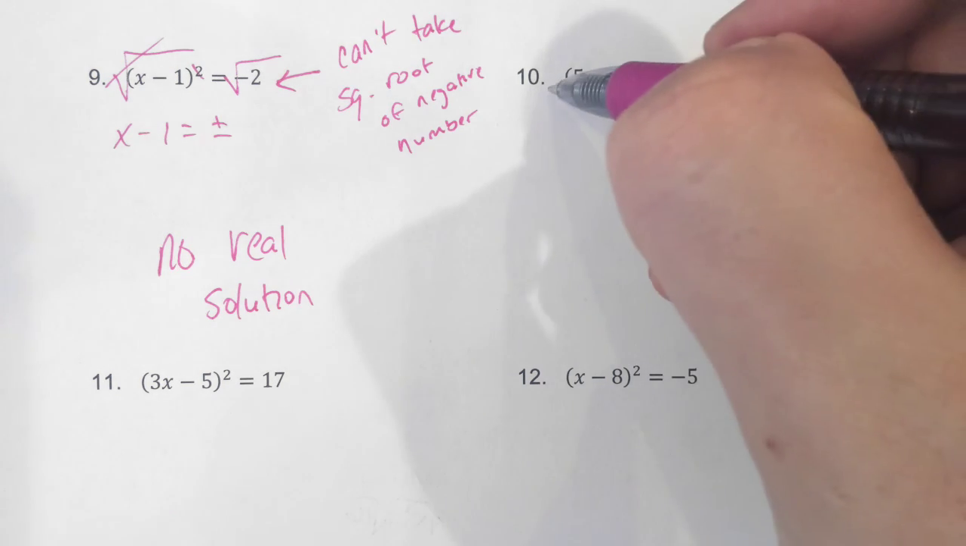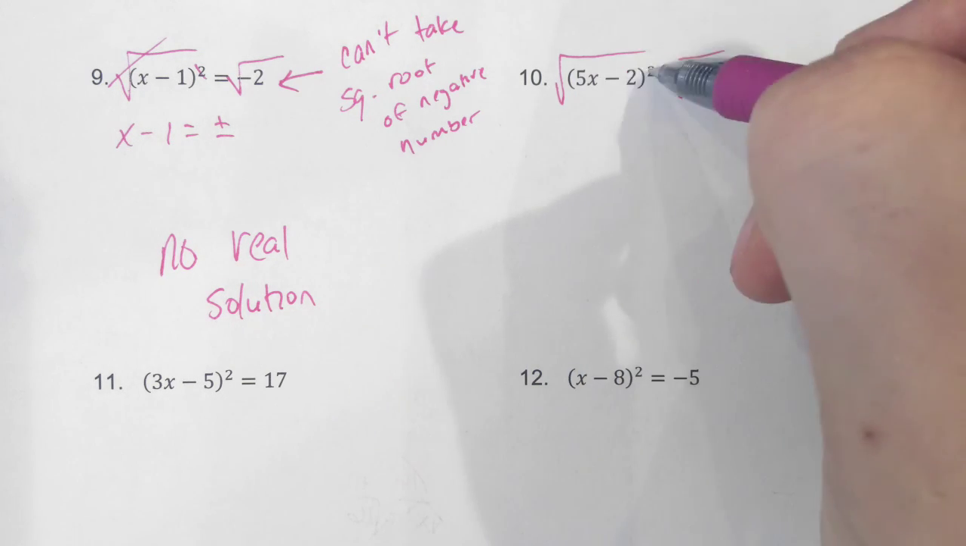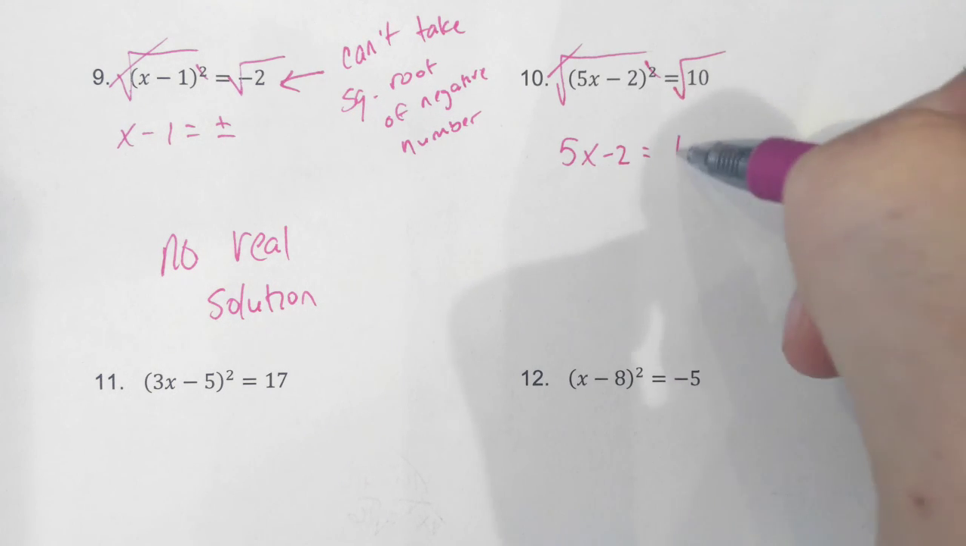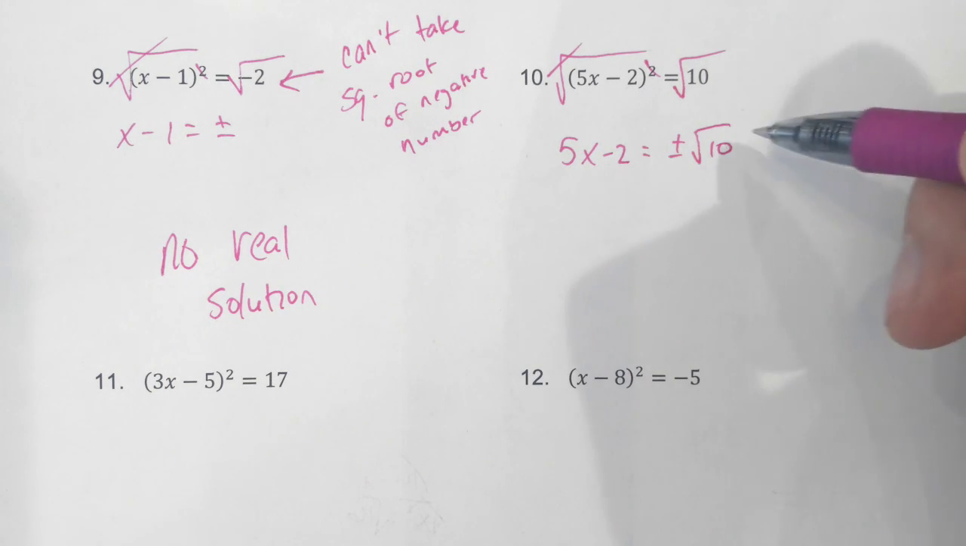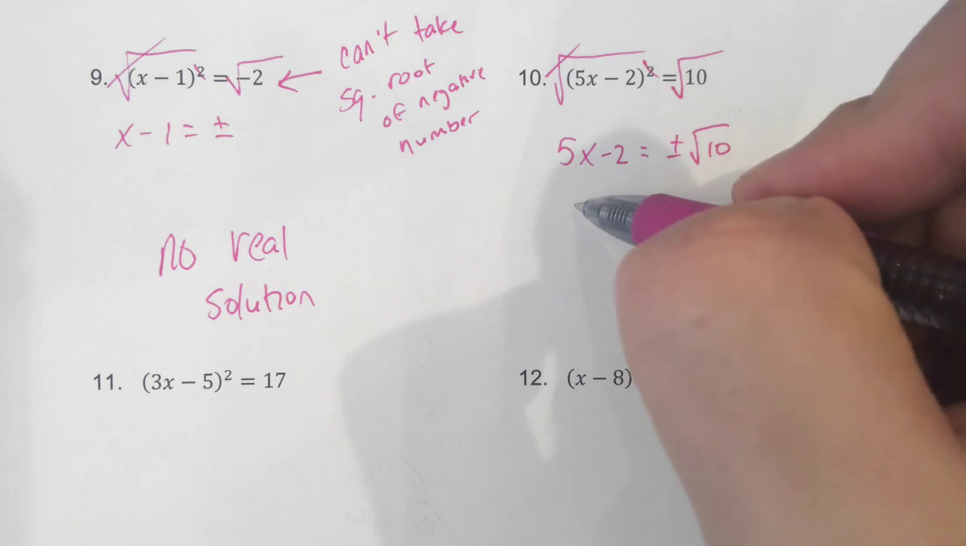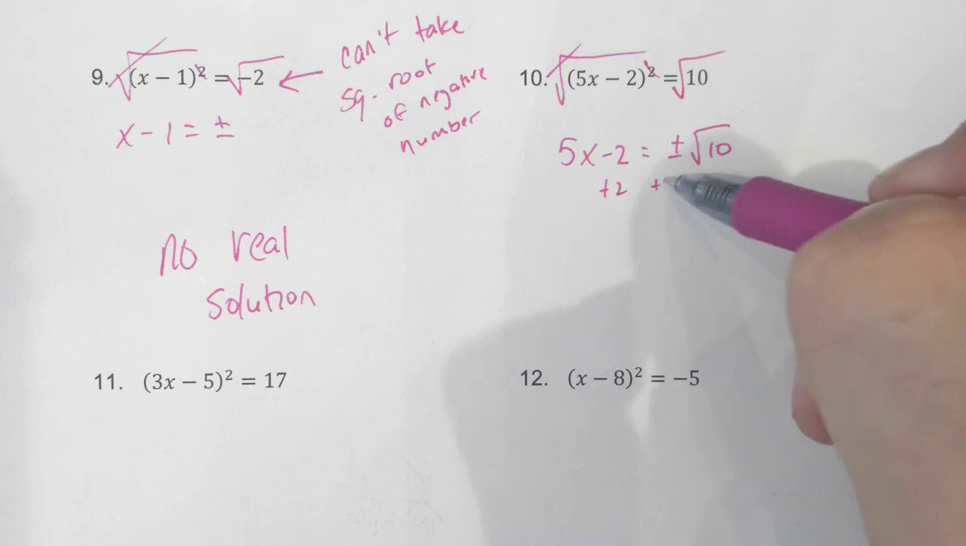Number 10, again, let's square root both sides. This time we do have that positive number, so it's going to be fine. The square root and the square cancel each other out. 5x minus 2 equals plus or minus the square root of 10. Now there's no perfect square that divides 10, so that's just going to stay like that. So what would we do next to get x by itself? We would add 2 to both sides.